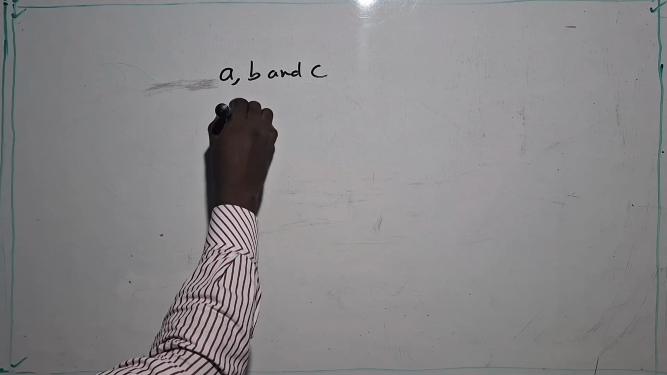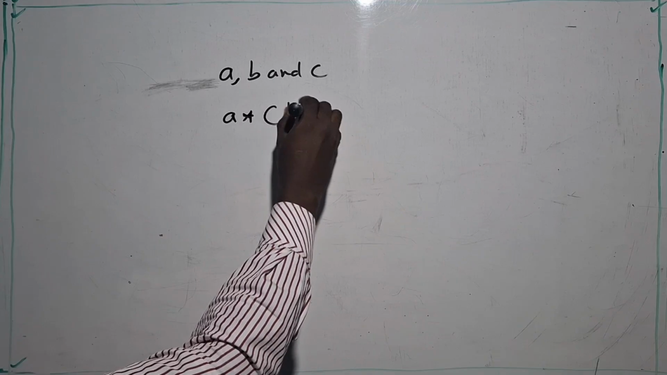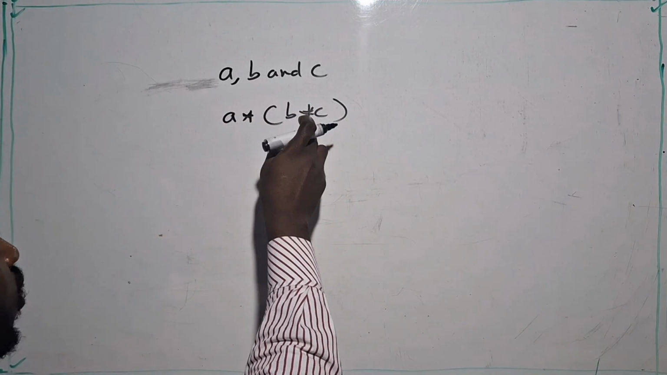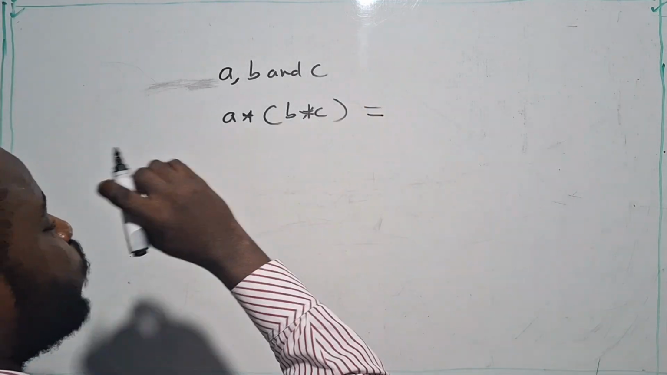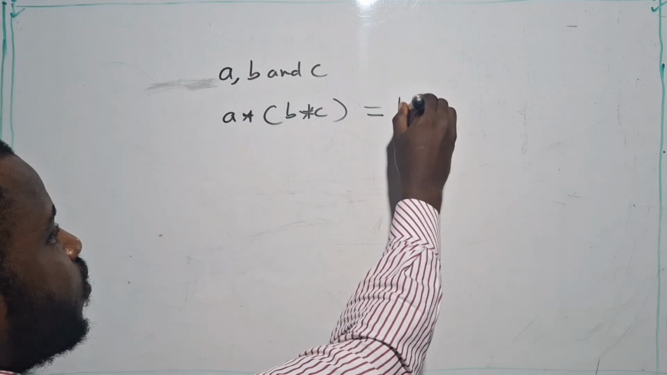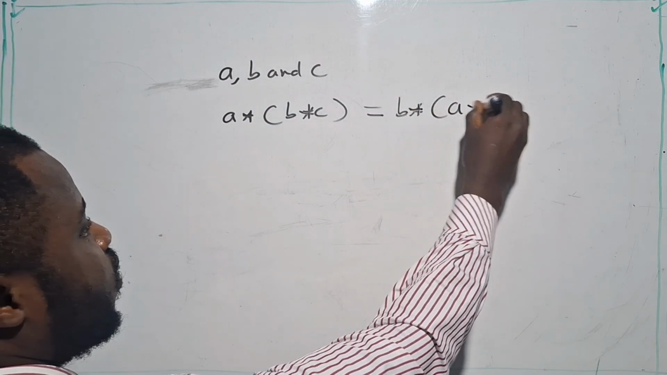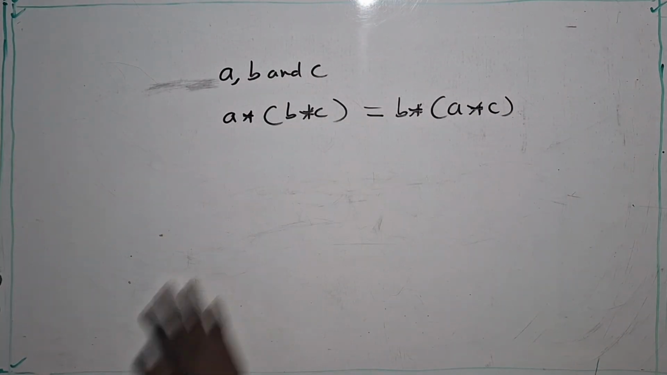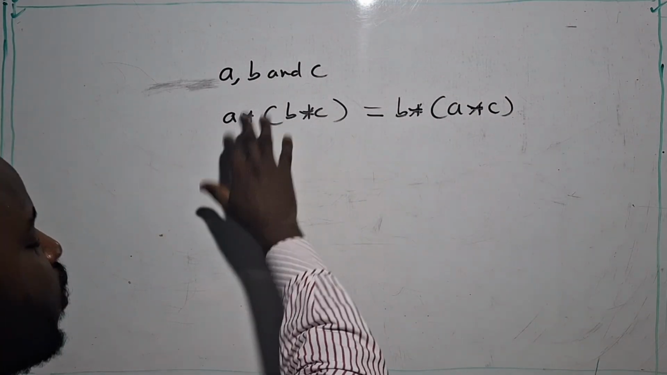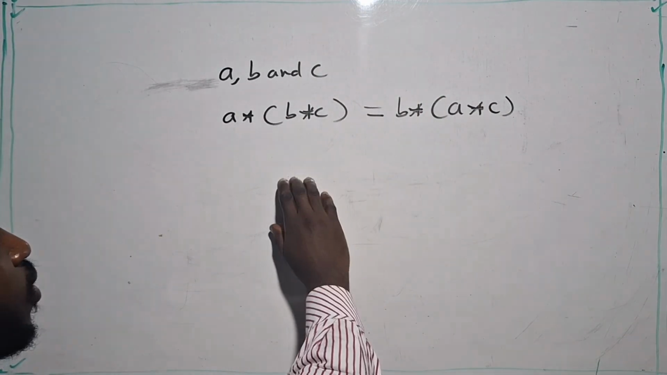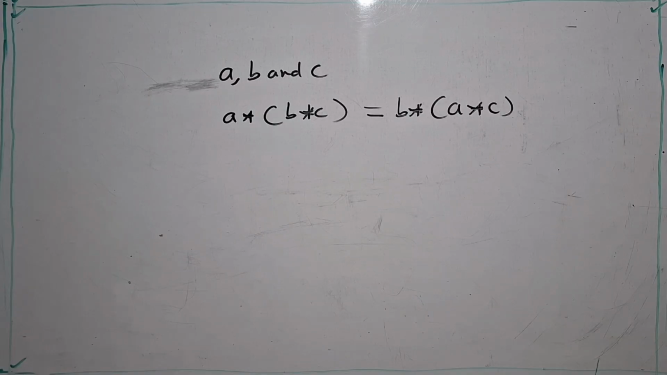This is what I mean. If I have A, operation, bracket open B, operation C, bracket close, they are saying it should be the same as B operation, in the bracket, A operation C. So when you group three elements like this, the result should be the same. If you get a different answer, that one does not qualify to be the associative property.